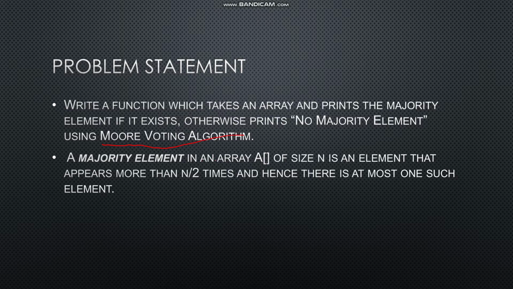A majority element in an array A of size n is an element that appears more than n by 2 number of times, and hence there is at most one such element. So you must be thinking there are many simpler ways to solve this problem. Then why use the Moore voting algorithm? We use it because of time complexity analysis. It is the fastest method to solve this problem.